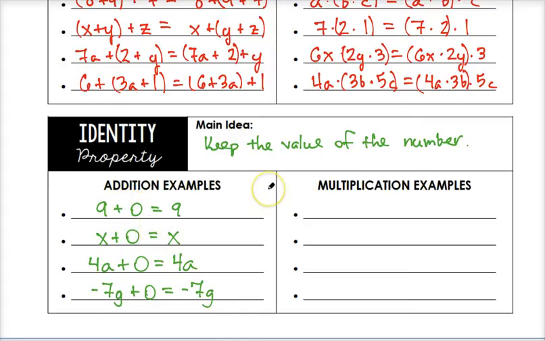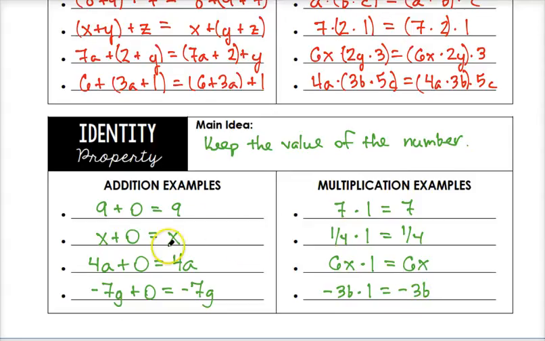What gives you the identity property in multiplication? Well, that's multiplying by 1. If I take 7 and I multiply by 1, I still get 7. If I take 1/4 and I multiply by 1, I still get 1/4. If I take 6x and I multiply by 1, I still get 6x. If I take negative 3b and I multiply by 1, I still get negative 3b. So whatever gives you the same as what you started with, either adding 0 or multiplying by 1, that's an example of the identity property.